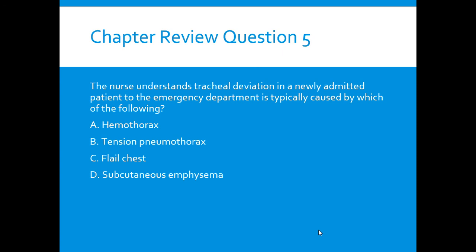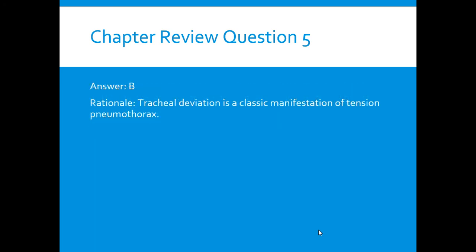The nurse understands tracheal deviation in a newly admitted patient to the ED is typically caused by which of the following: hemothorax, tension pneumo, flail chest, or subcutaneous emphysema. Your answer is B. Tracheal deviation is a classic manifestation of tension pneumo.